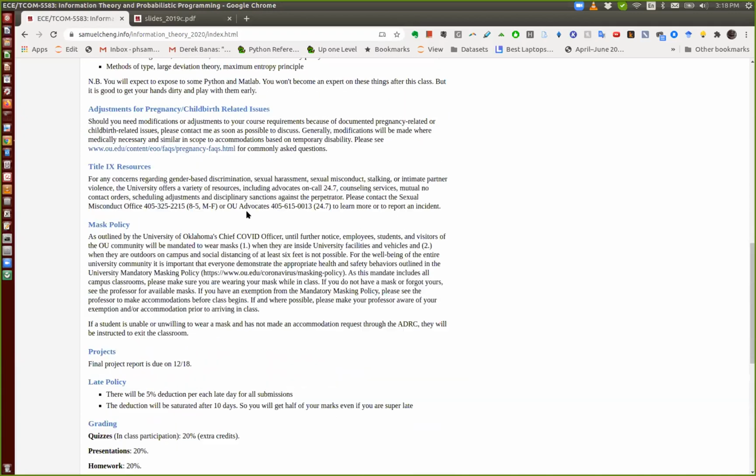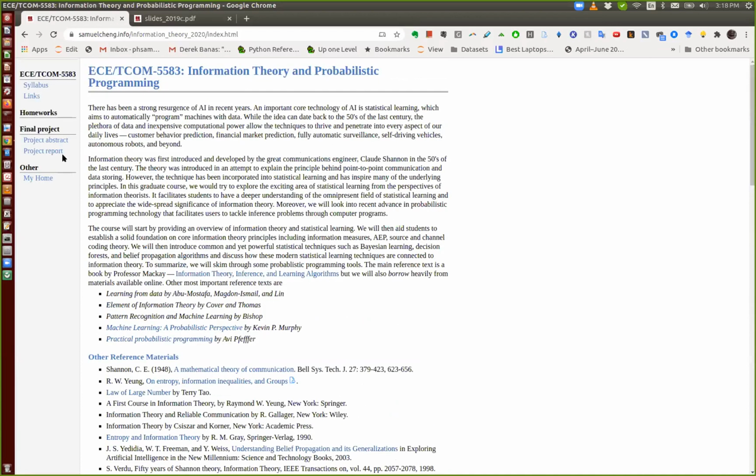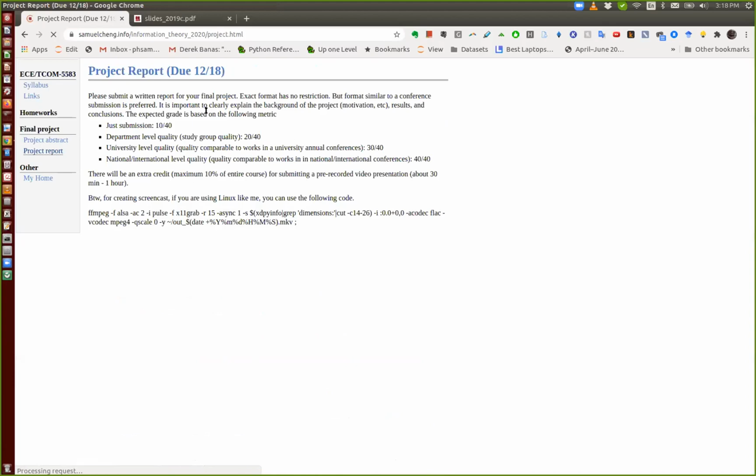And in terms of the project expectation, of course, we'll talk a bit more later on, but maybe just give a quick overview here. So this is the metric that I'm going to use.